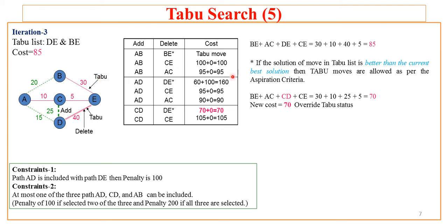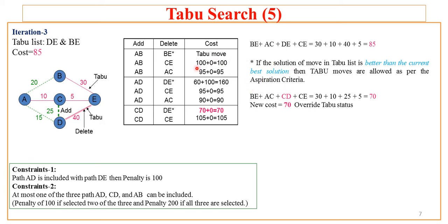But our aspiration criteria says that these taboo moves can be included if those taboo moves can give a better solution, or rather the best solution, than the current solution. So that is better than the current best solution, I mean to say. So let us try with this now.